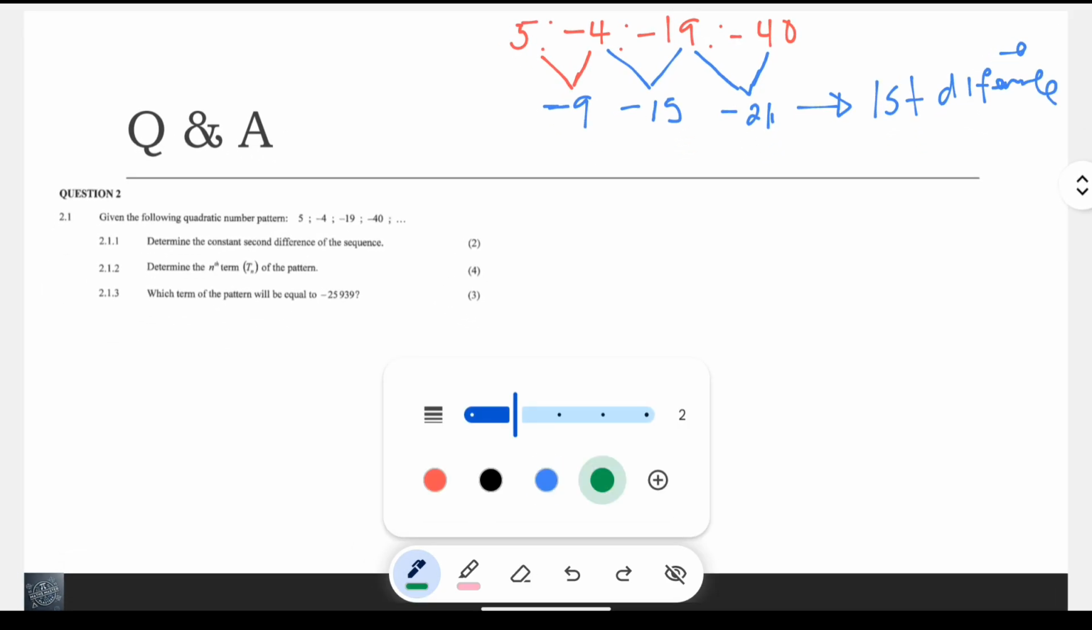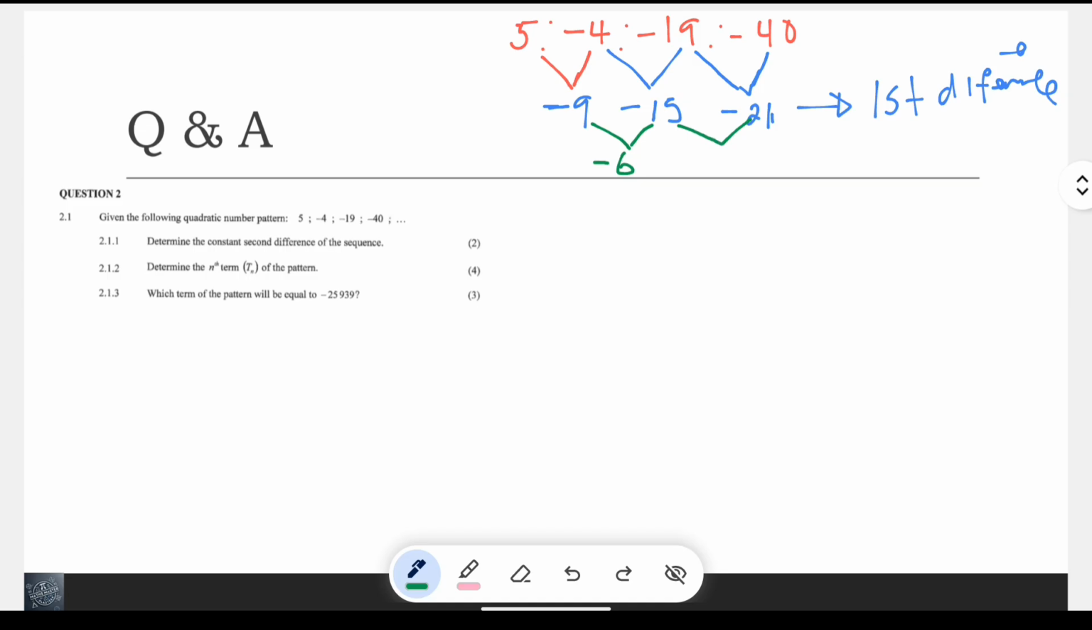Now let's see if our second difference is constant. -15 subtract -9 will be -6, and then -21 subtract -15 is also -6. This is our second difference, and our second difference is constant. Therefore, we can conclude that this is a quadratic pattern. Now let's take a look at our question.